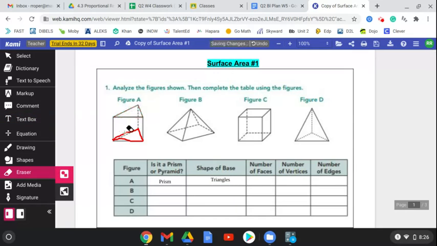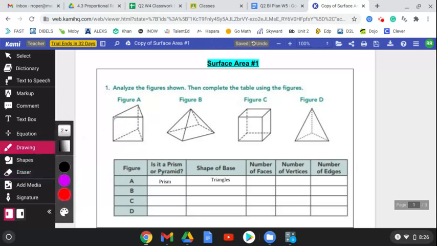Number of faces. So here in figure A, the bases are faces, of course, right? From here to here, that's a face. This is a face, so there's 2. And then we have the 3 sides, right? That's a face, and then this front view is a face. So there are 5 faces: the top and the bottom and the 3 sides.